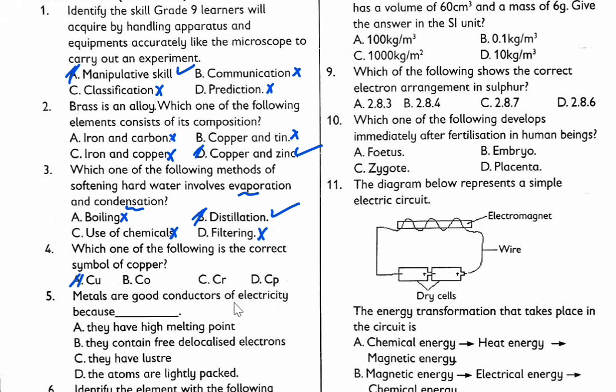Metals are good conductors of electricity because A, they have a high melting point. B, they contain free delocalized electrons. C, they have luster. D, the atoms are tightly packed. So starting with D, atoms are tightly packed, that one is not the reason. And also they have luster, that one is not the reason why metals are good conductors of electricity. What about A? They have a high melting point, that one is not the main reason. Therefore, the reason for question number 5 is because they contain free delocalized electrons.